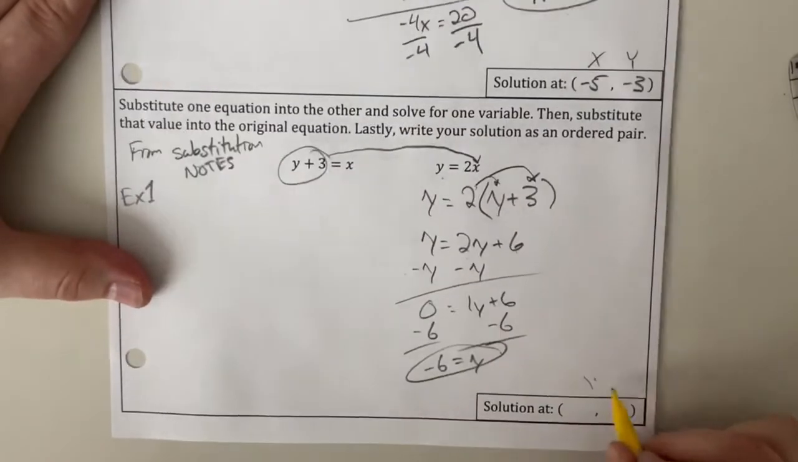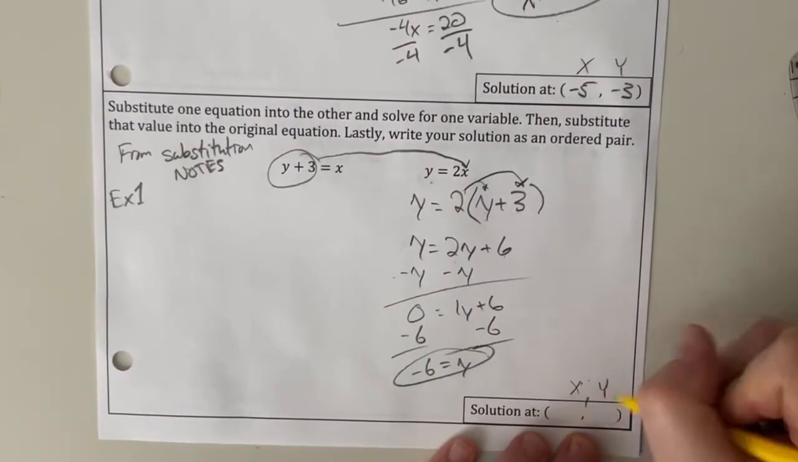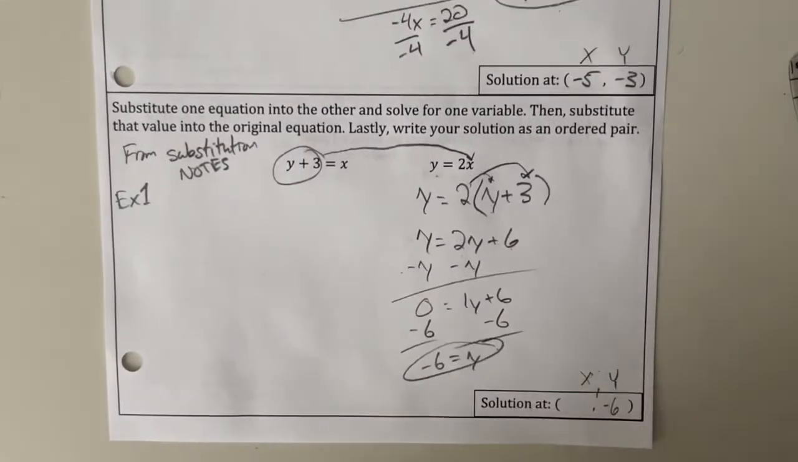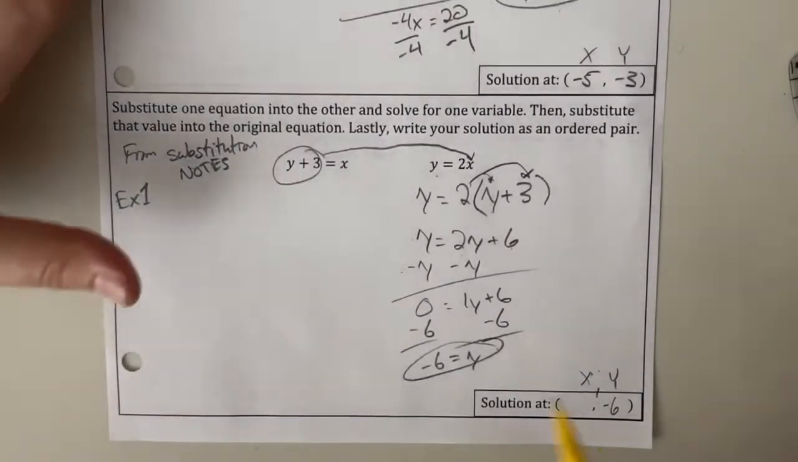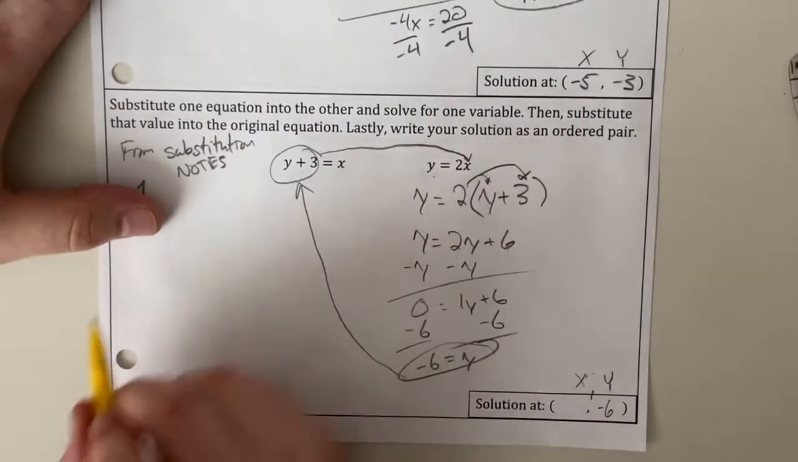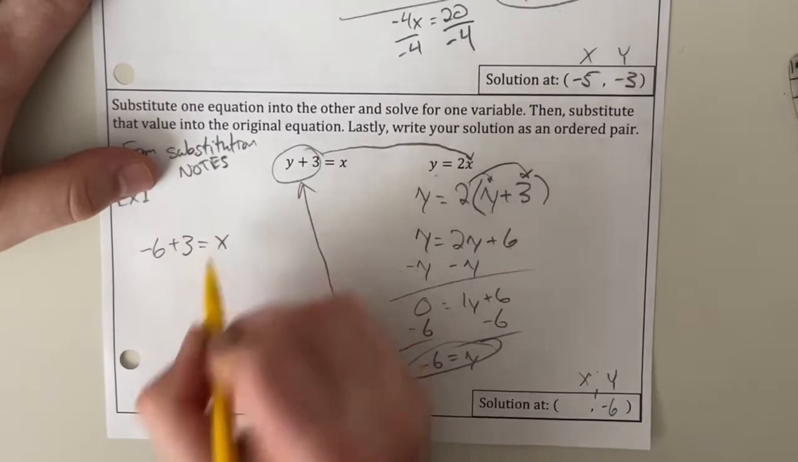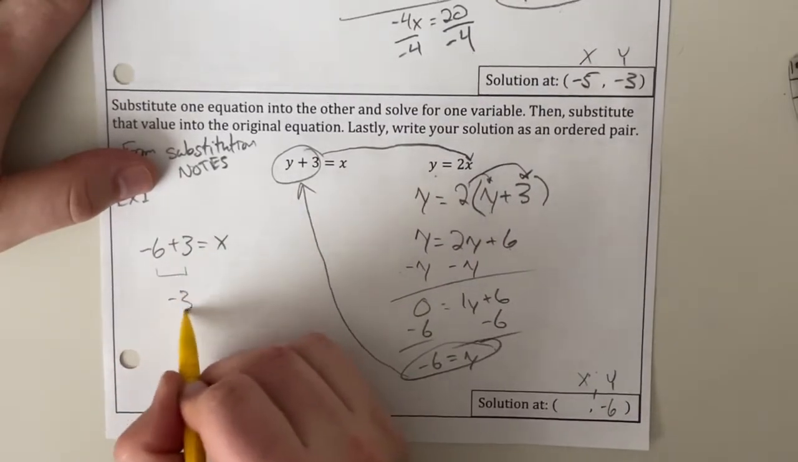So that means, again, once you have an x and a y value for that ordered pair, I have negative 6. So now what you can do is this. I can take that value, plug it back into my original equation. So I can say, instead of y, I have negative 6. So I have negative 6 plus 3 equals x. That just means x is going to be negative 3.